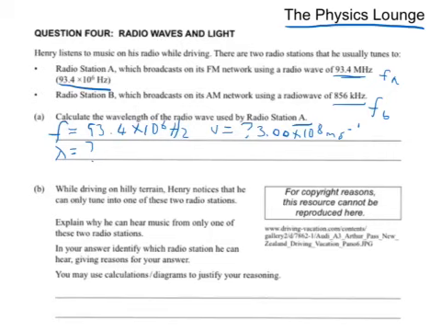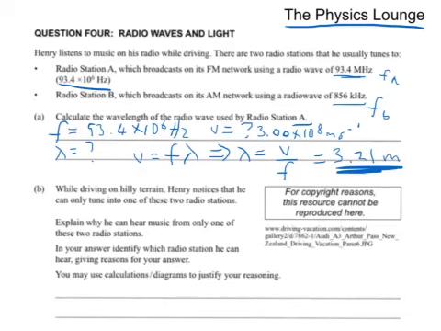So then we use our formula v equals f lambda, and we're trying to find lambda, so we're going to rearrange for that, which means lambda equals v over f. Now it's just a matter of plugging in your numbers. v is 3.00 times 10 to the 8 meters per second divided by 93.4 times 10 to the 6 Hertz. I'm not going to calculate it, I'm just going to tell you the final answer is 3.21, and there's a wavelength, so that's meters, it's a distance measurement.